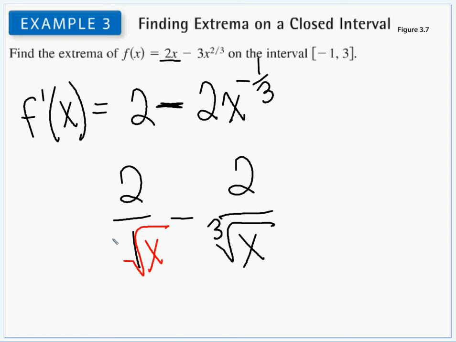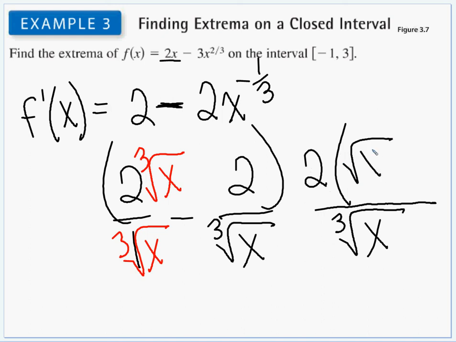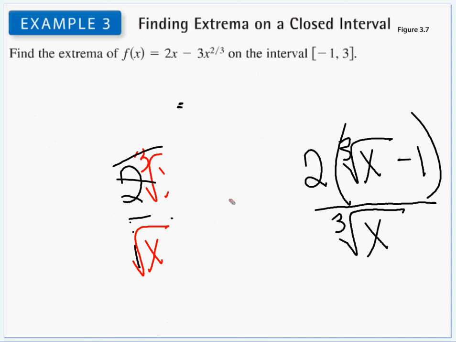Our denominator is just the cube root of x. And then up here, we're going to have 2 cube root of x minus 2. Let's factor the 2 out. So now it's just cube root x, that's a cube root, that's a 3, and then a minus 1. We've just factored this 2 out. So there's our derivative.